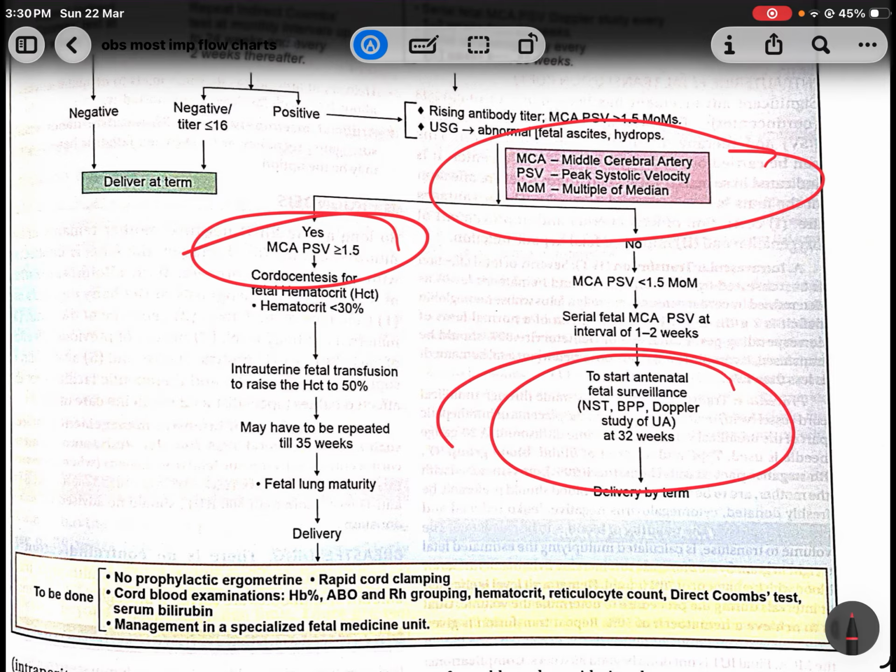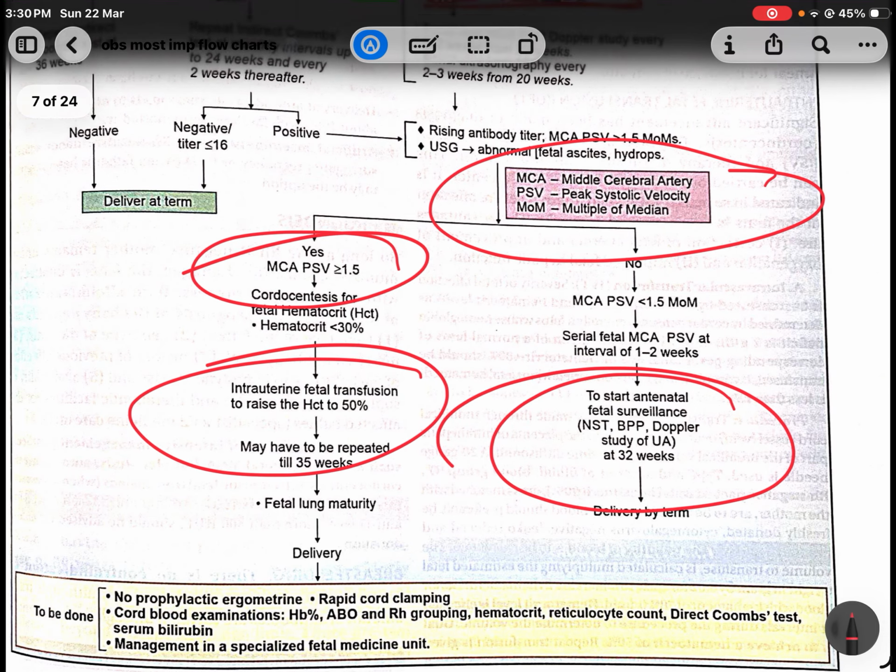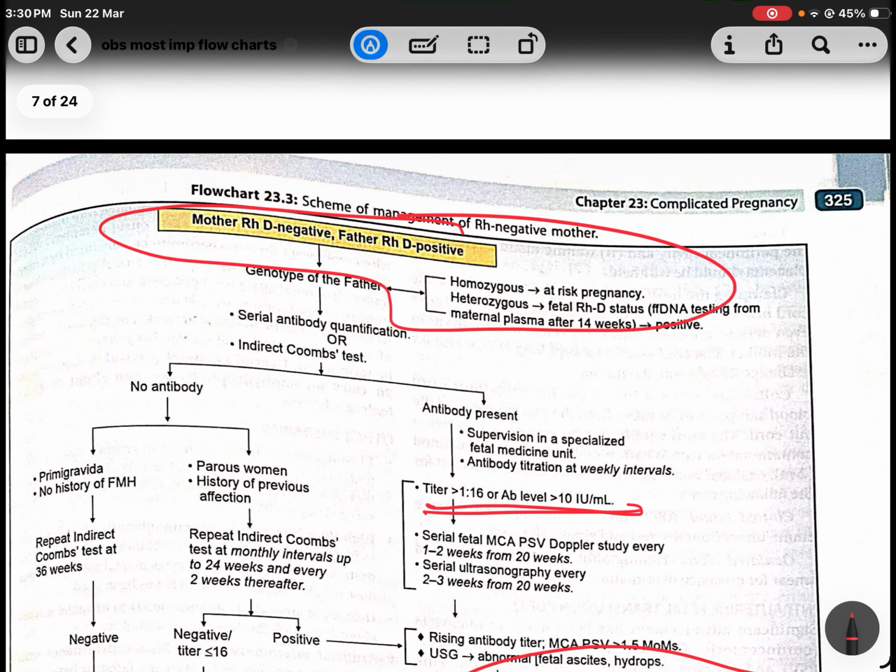Again, if the hematocrit is very low, then obviously you have to start the transfusion. Then check the fetal lung maturity and deliver. Okay, that is one important thing which you need to understand. So again, I hope I am clear.